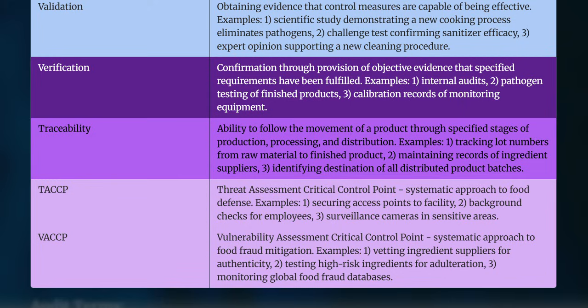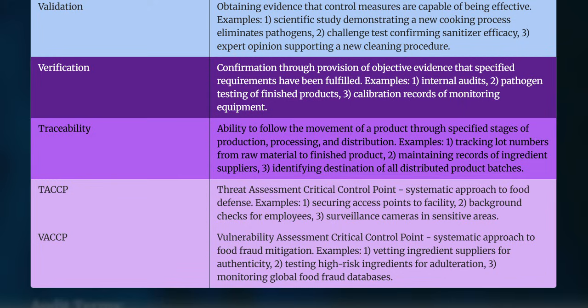Then you will hear about TACCP, which means threat assessment critical control point in food safety, and it is a systematic approach to food defense. Examples of TACCP: securing access points to the facility is one example, or background checks for employees, or surveillance cameras in sensitive areas. All these are examples of TACCP.